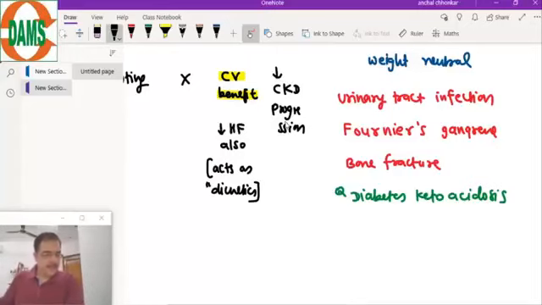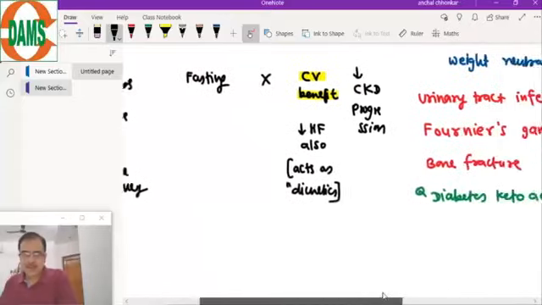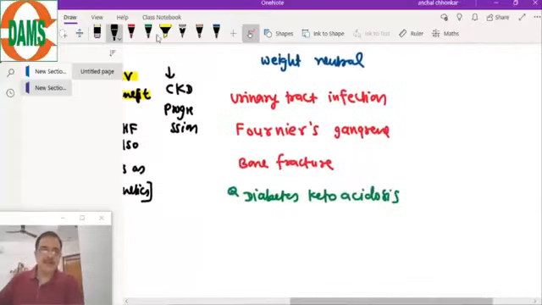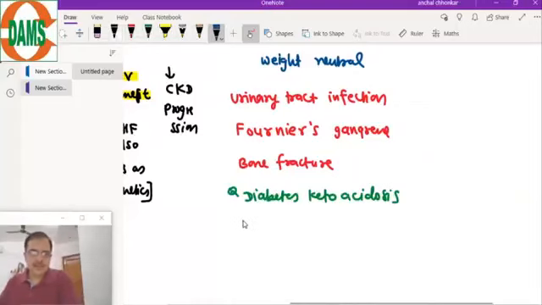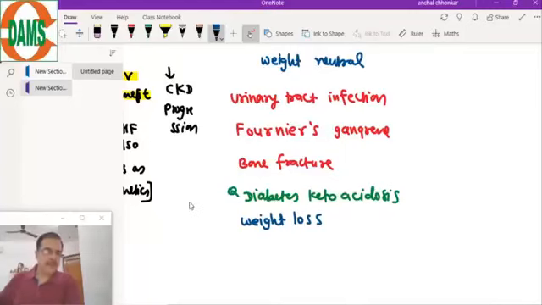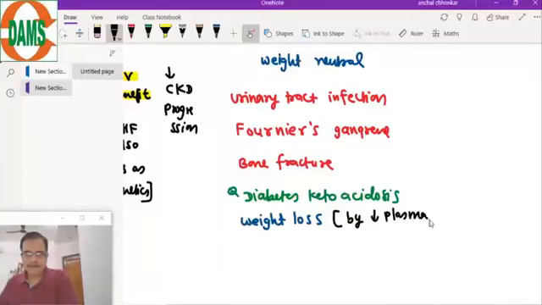Now coming to the next drug. So about the weight: these are the drugs which cause weight loss by decreasing the plasma volume.